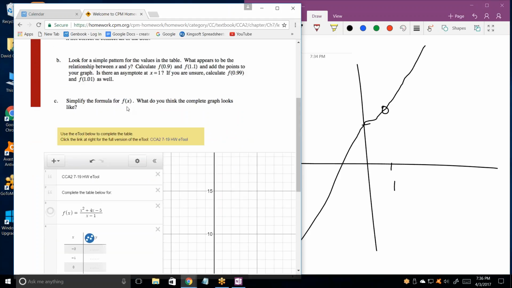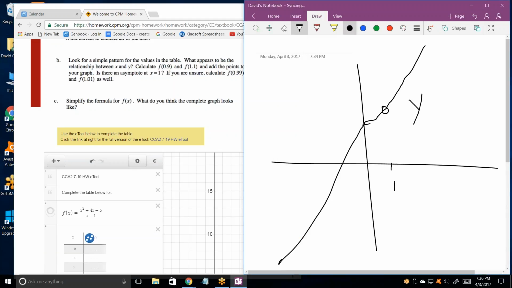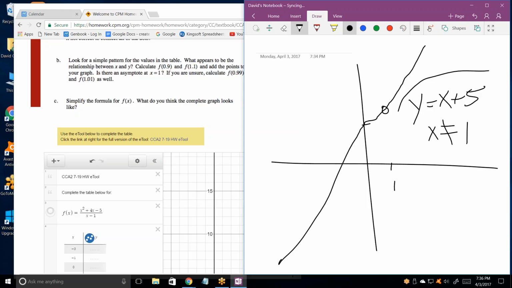Simplify the formula. What do you think the complete graph looks like? Well, we already simplified it. We got y equals x plus 5 with the one provision that x could not be 1. In other words, that's the answer. It's not just y equals x plus 5, because the two are not the same, notice.